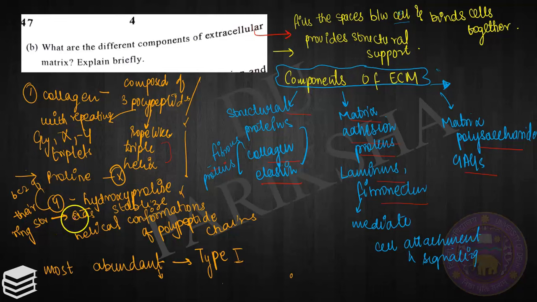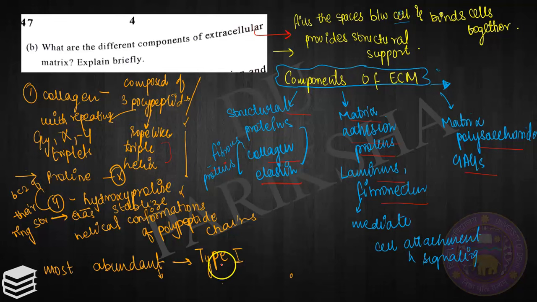Because of their ring structure, these amino acids stabilize the helical conformation of the polypeptide chain. Collagen provides tensile strength and structure to tissues like skin, bones, and tendons. Collagens are a large family of proteins containing more than 40 different proteins. Type 1 collagen is most abundant.